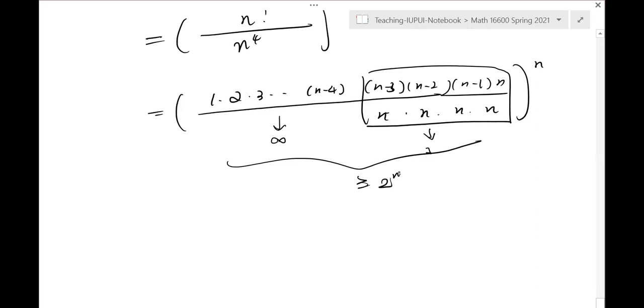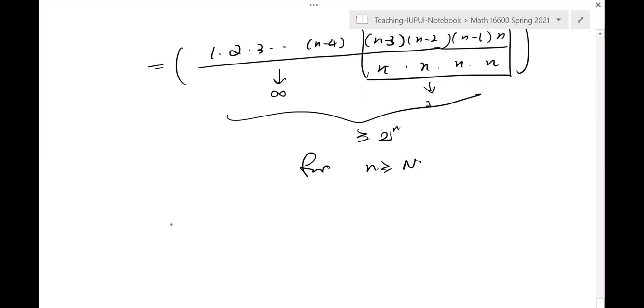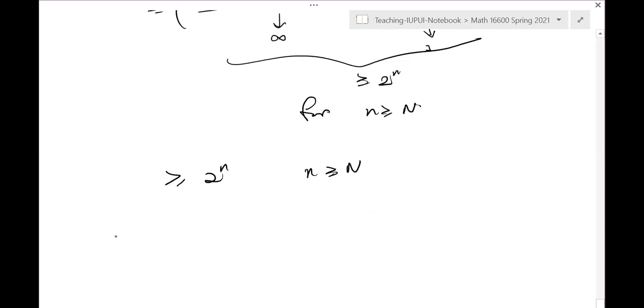Now, for what n? It's not easy to say, but I know the limit is going to be infinity. So that's for some large n. I don't need to know the exact number. N could be 100, capital N. So that's why this is going to be greater than 2 to the n for larger n. So that's why the limit of the nth term is going to be infinity, right?